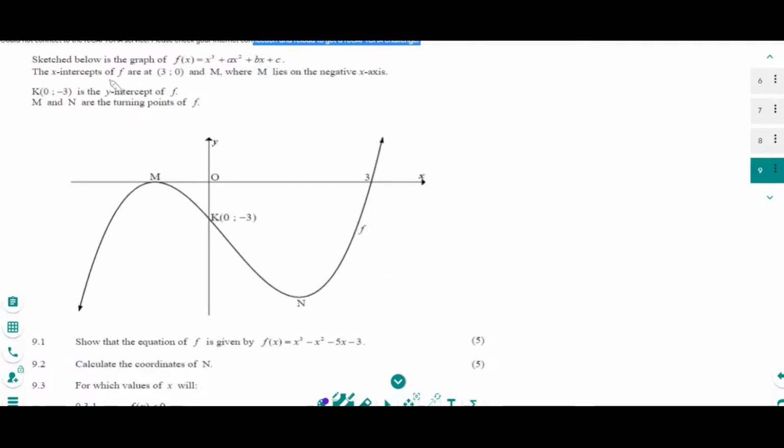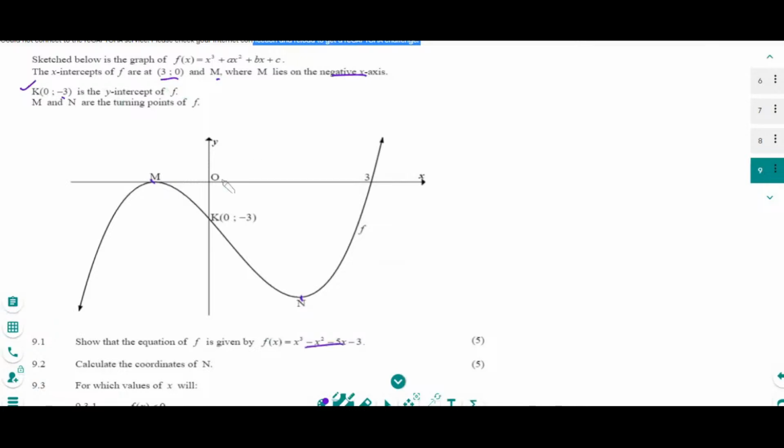They're telling us the x-intercepts of f are 3, 0, and m, where m lies on the negative side. K has these coordinates, the y-intercept of f, and m and n are the turning points. There we go. Can we show that f can be given in this sort of format?